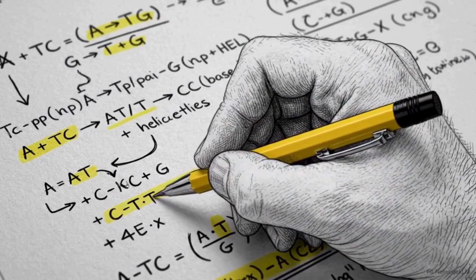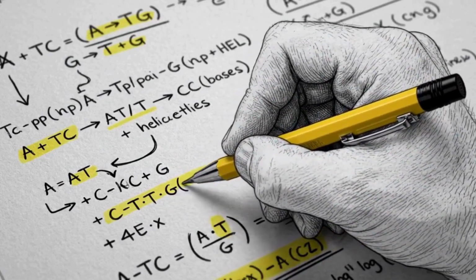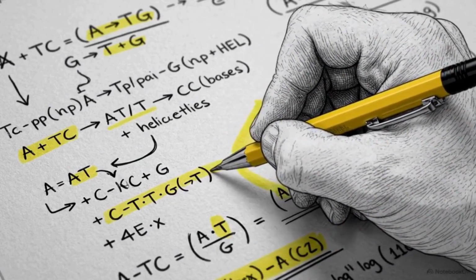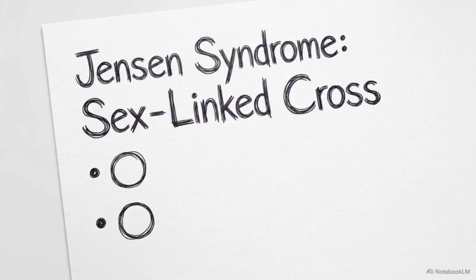Applying X and Y to every single problem you see is a common cause of failure. You have to verify the location first. Let's apply those sex-linked rules to the Jensen syndrome problem and write out the starting genetics for our parents.